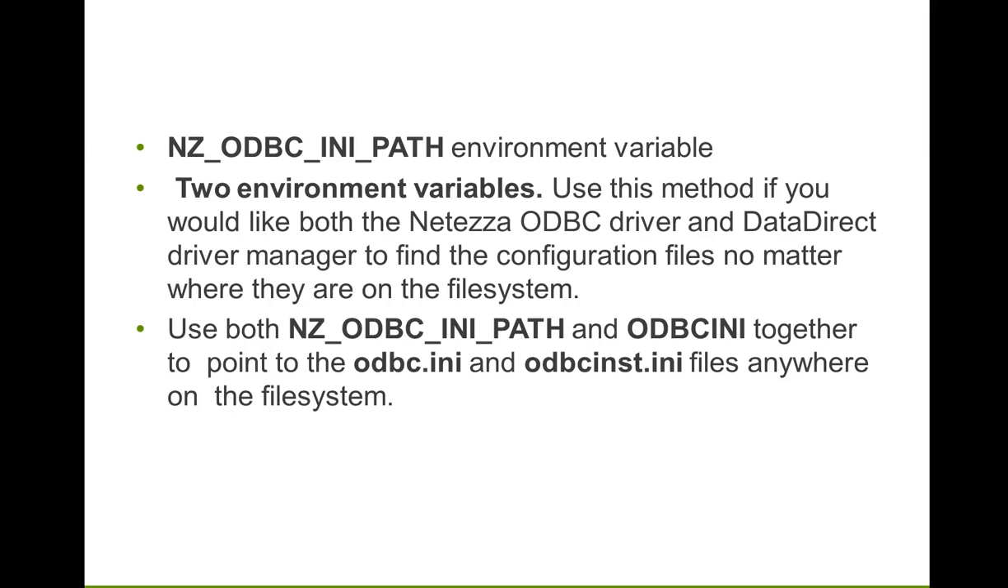So we need to have some environmental variables set in order to provide the path where this configuration files exist. We have two important variables. One is the ODBCINI and the other one is the NZ_ODBC_INI_PATH. Both need to be set in the profile. ODBCINI normally would point to the location and the file name itself, like the odbc.ini file. And the NZ_ODBC_INI_PATH is just a path where the odbcinst.ini file exists.